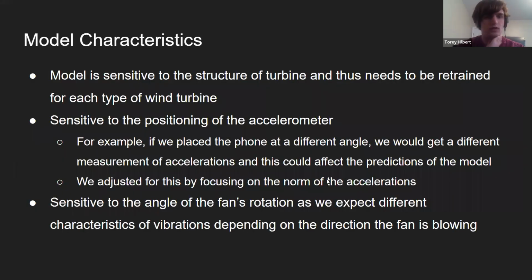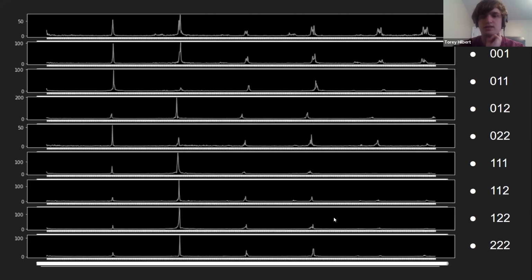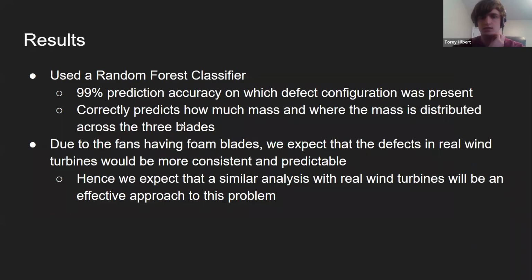This model is sensitive to the structure of the turbine, and this needs to be retrained for each turbine. Also, it's sensitive to the positioning of the accelerometer and the angle that the accelerometer was at. This is a plot of the different spectral densities of different configurations, and we can see that there are noticeable differences between them, which implies that we expect we should be successful at predicting which defect it is based on the spectral densities.